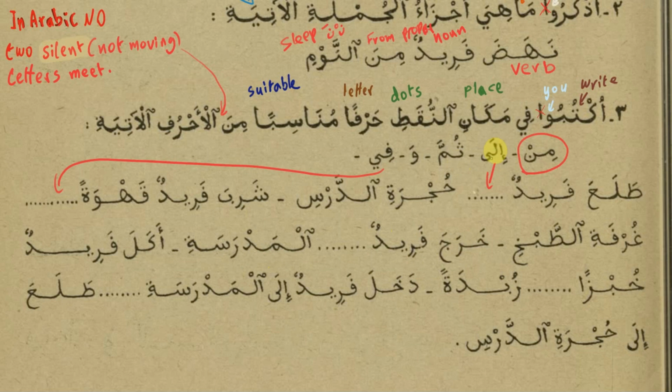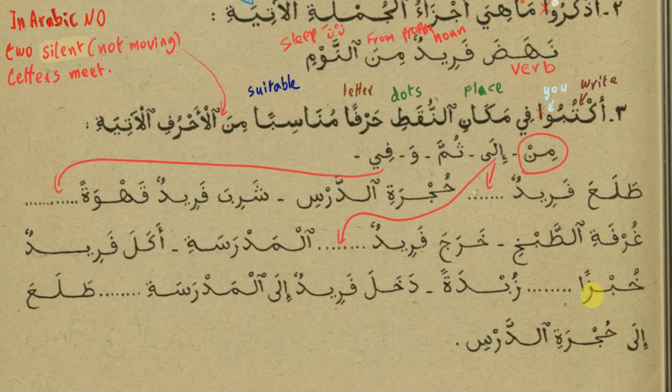I would put إلى there. So خرج فريد إلى المدرسة. So إلى here I would put it there. I would complete the sentence. فريد went out to the school. So خرج فريد إلى المدرسة. Use إلى in here.